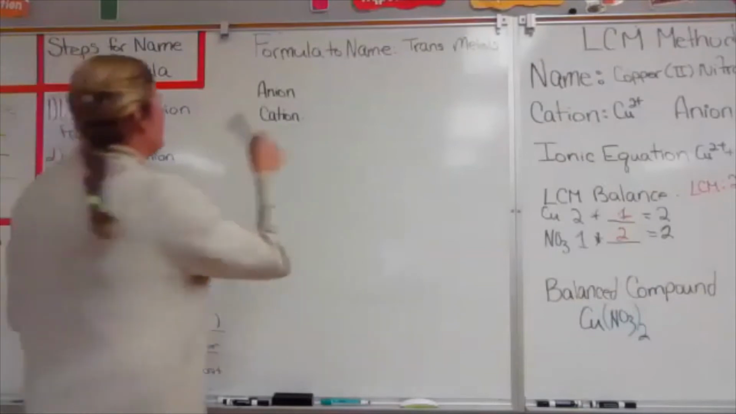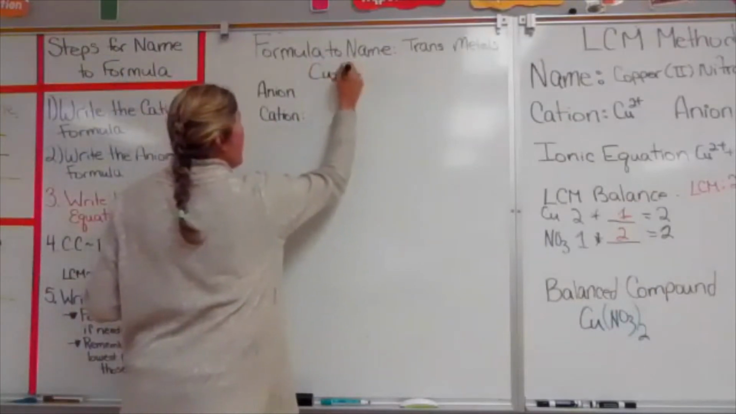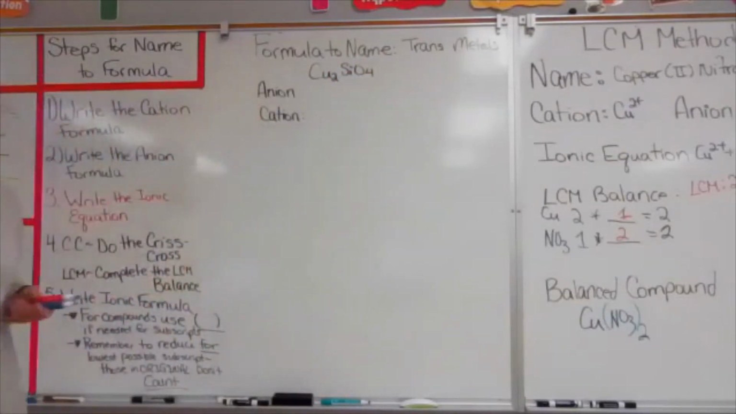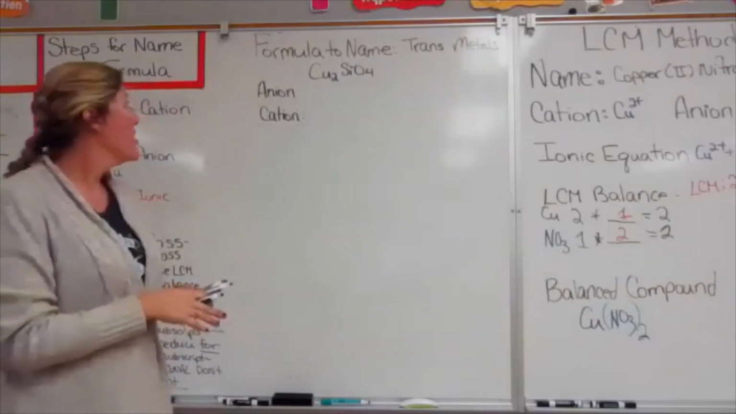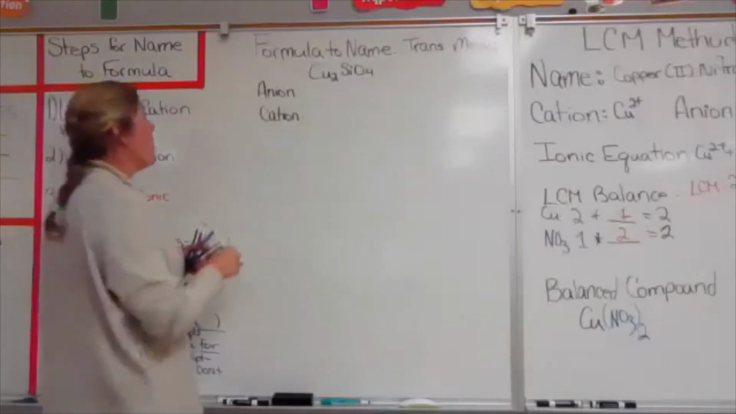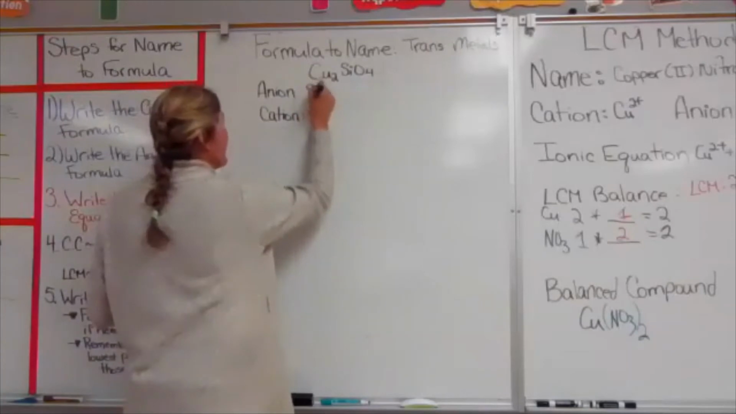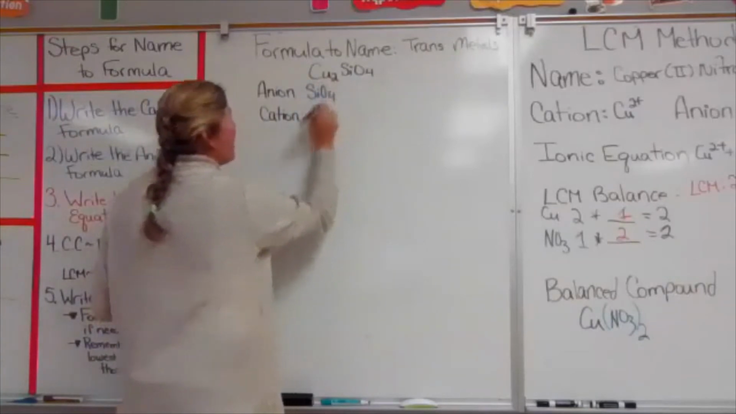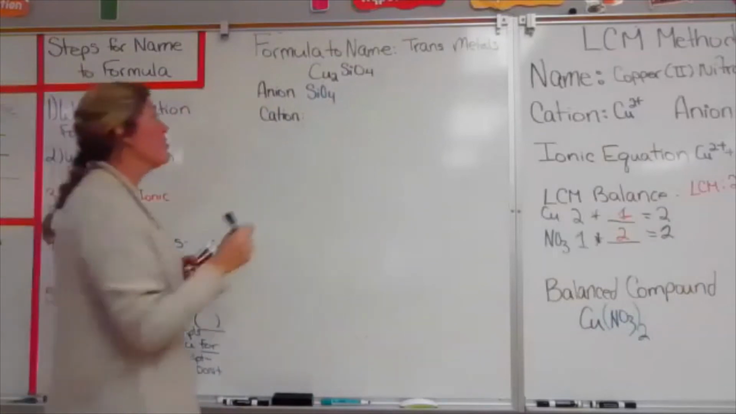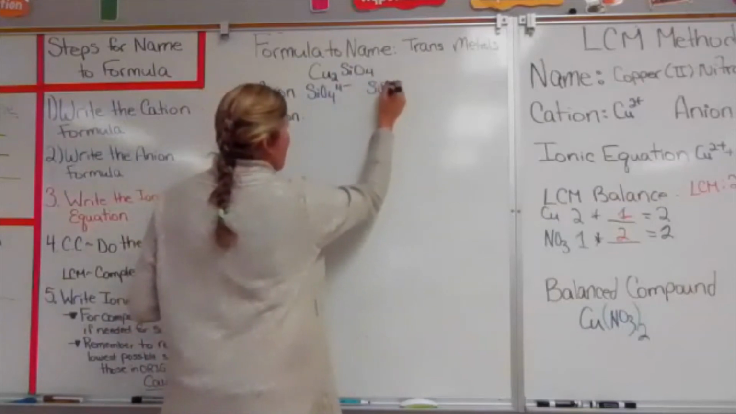Okay, let's do another one. We're going to do Cu2SiO4. So the first thing you do is pull apart your anion and your cation. We know our anion has to be SiO4. It is written second. We can go ahead and fill out the charge for SiO4 because it's silicate, and we know the charge of silicate is 4 minus. And then we can go ahead and write the name of this down as silicate.